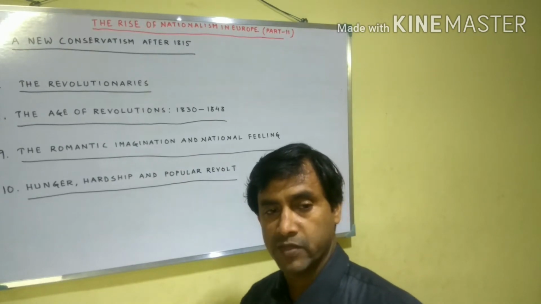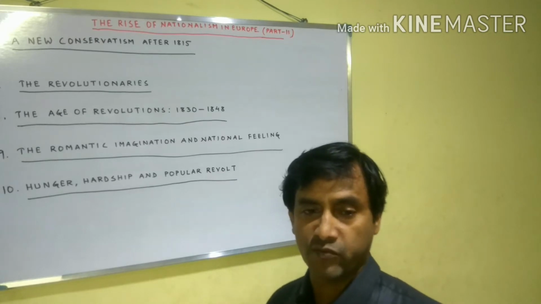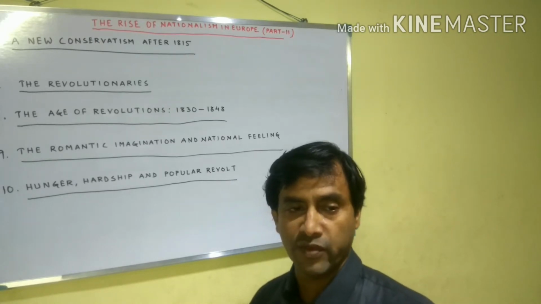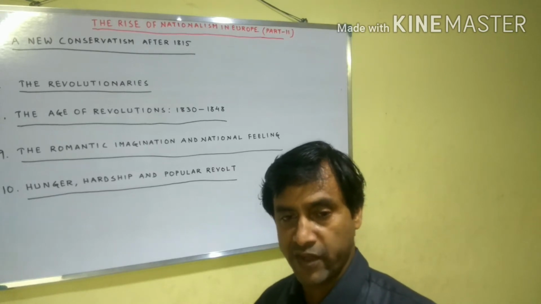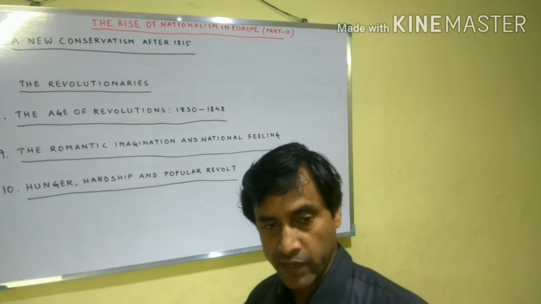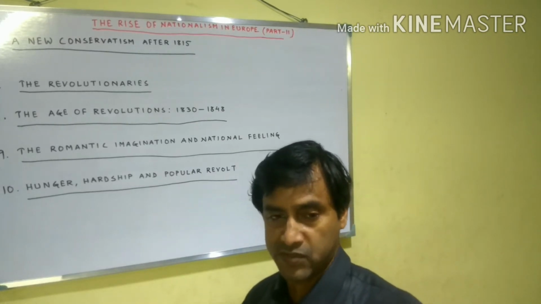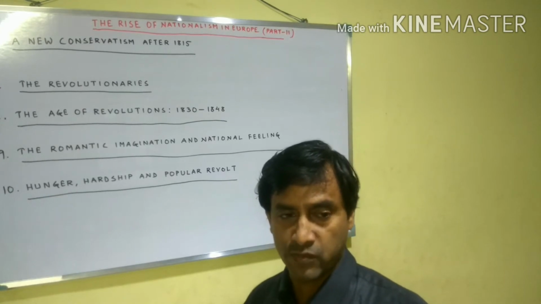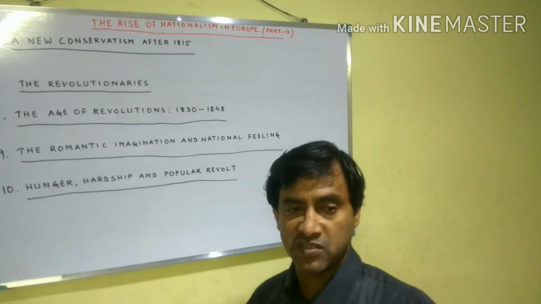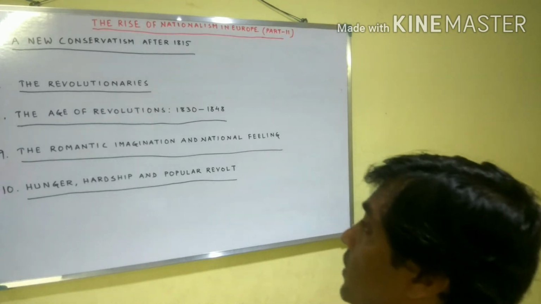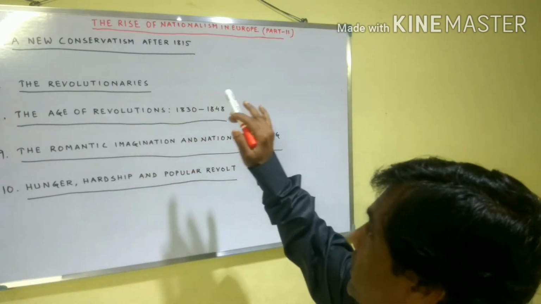Dear students of CBSE class 10, today we'll discuss History chapter 1, The Rise of Nationalism in Europe, part 2. This topic has been divided into subtopics. In my previous video, I discussed 5 subtopics. You must have watched the first part of this video. If not, watch it in order to understand today's discussion. Let's start. Today, subtopic number 6, a new conservatism after 1815.